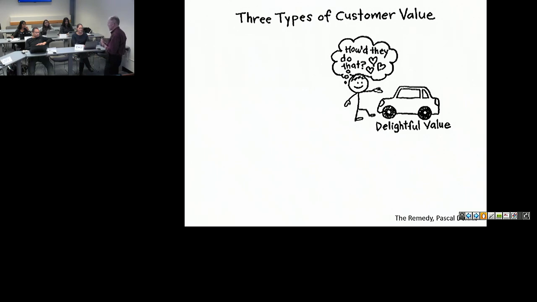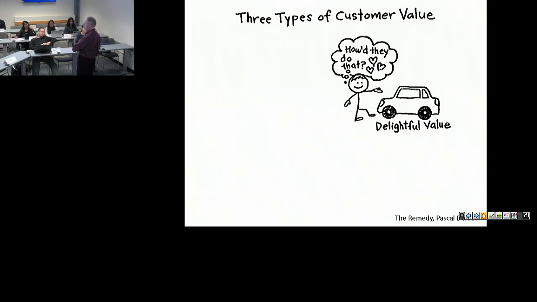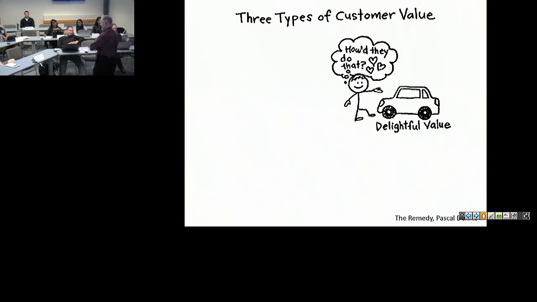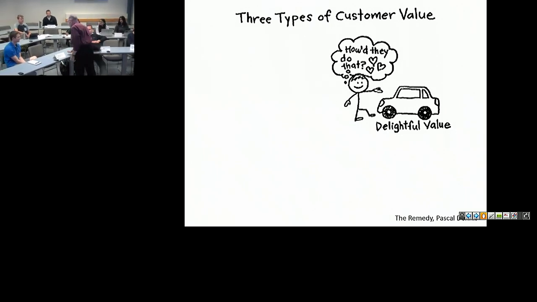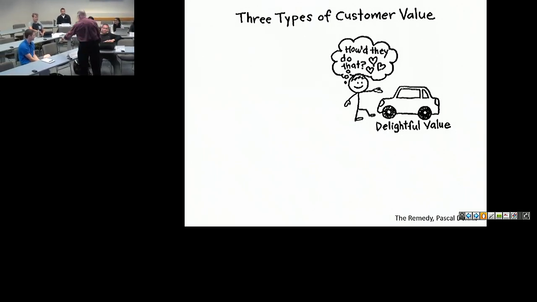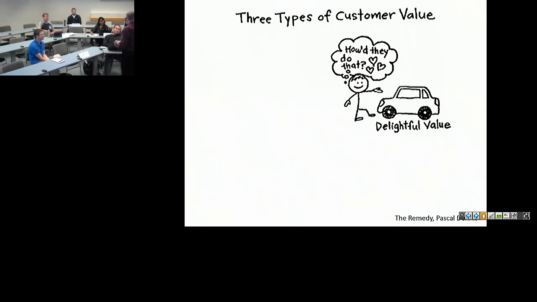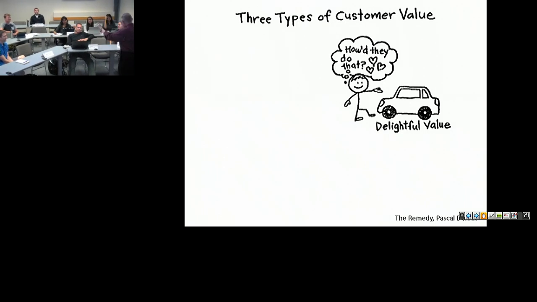So let's take this class. What represents expected value? What did you expect when you walked in here? Teacher. What about? Table and chairs, yeah. Lights, right? Proper temperature. Proper temperature, good one, right?